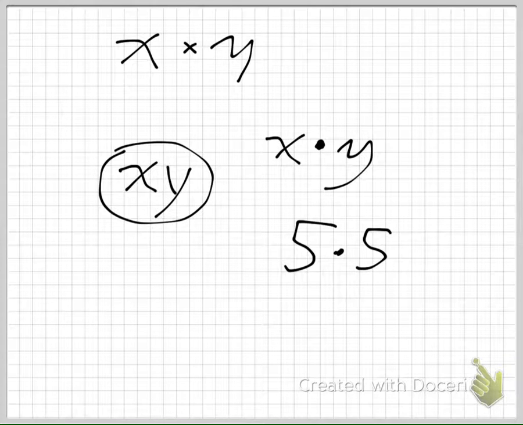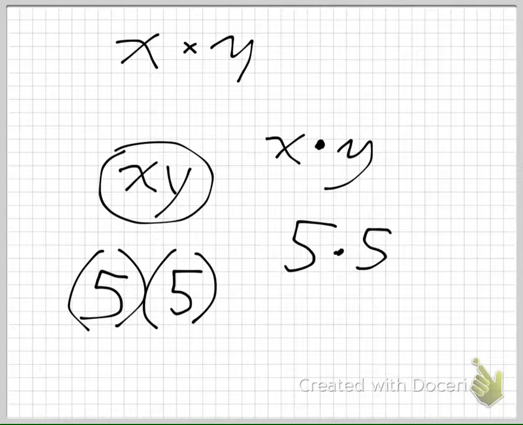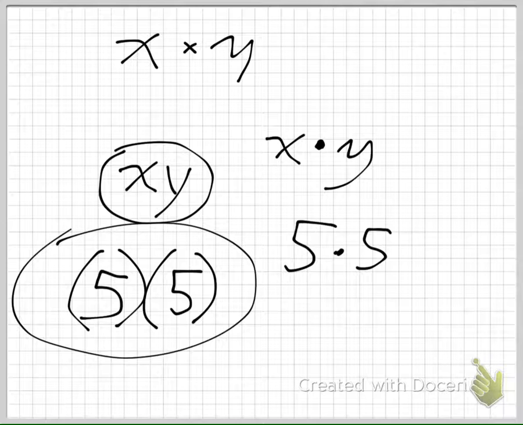How can I put them next to each other and let them know to multiply, without using an X, without using a dot? You go like this. What does that mean? 5 times 5, right? I have put them right next to each other. I just put them in parentheses. Does that make sense? So putting things in parentheses right next to each other also means multiply. They are touching. You just can't put 5 and 5 next to each other because then it looks like 55. Right?